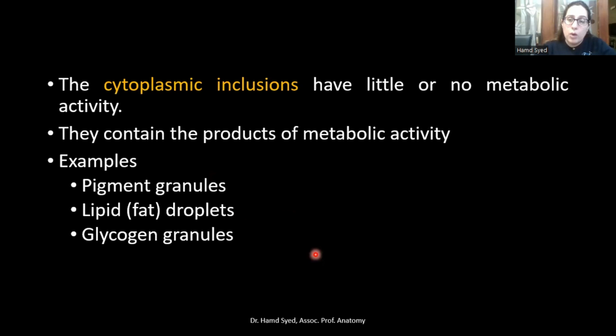Now let's talk about those structures present within the cell that are not metabolically active. Those structures are called cytoplasmic inclusions, and they only contain the products of metabolic activity. These can be pigment granules, such as lipofuscin, the wear and tear pigment often present within cells, or they can be fat droplets. They can also be glycogen granules.